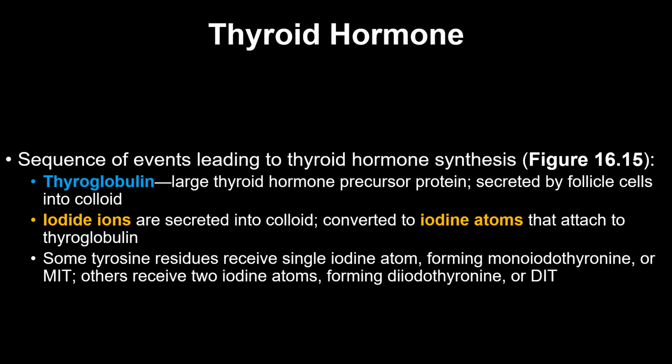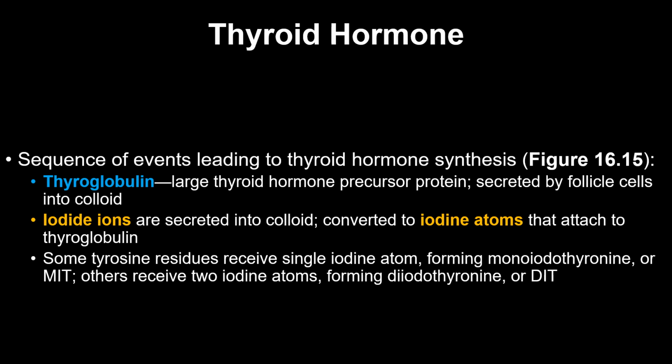Thyroglobulin is a very large protein, typically about 100 residues of the amino acid tyrosine. Now, thyroid hormones are typically made from these tyrosine residues. After the iodide is secreted into the colloid, iodide ions have to be converted into iodine atoms. And then these iodine atoms will get attached to the thyroglobulin. This is done through an enzymatic reaction, converting iodide to iodine.